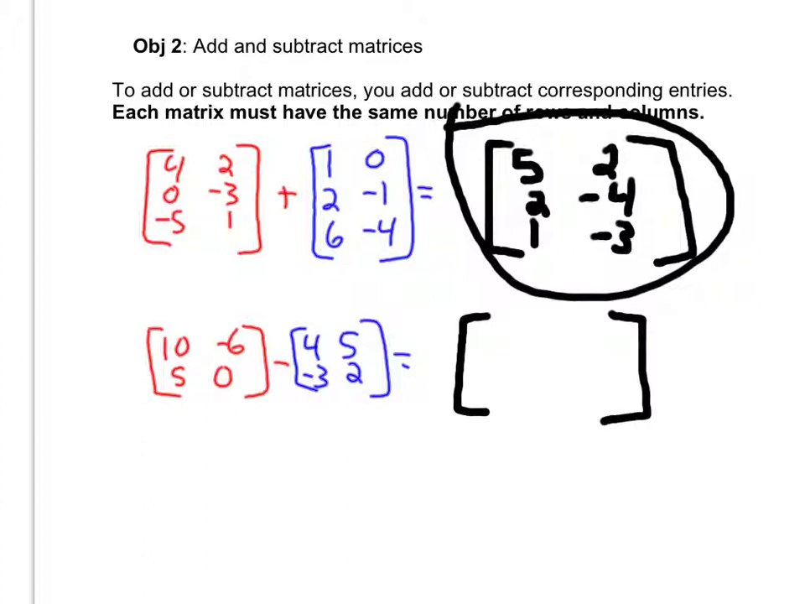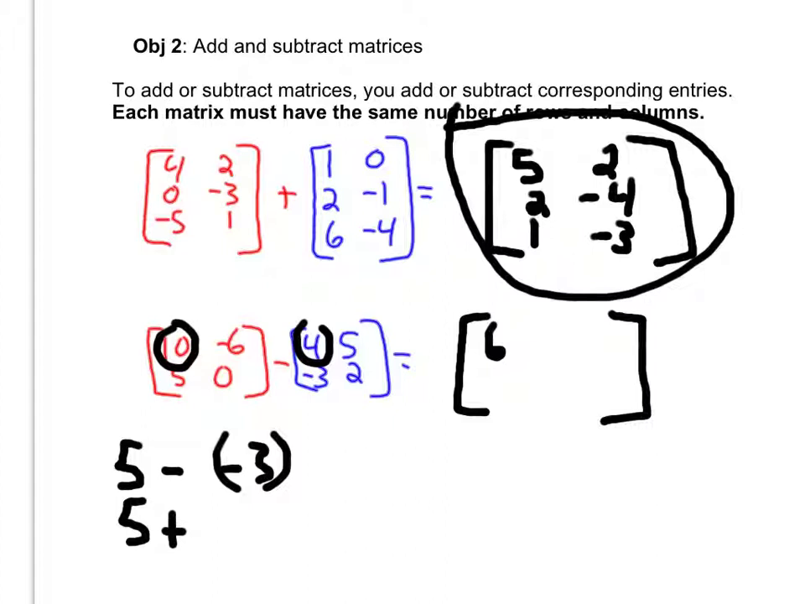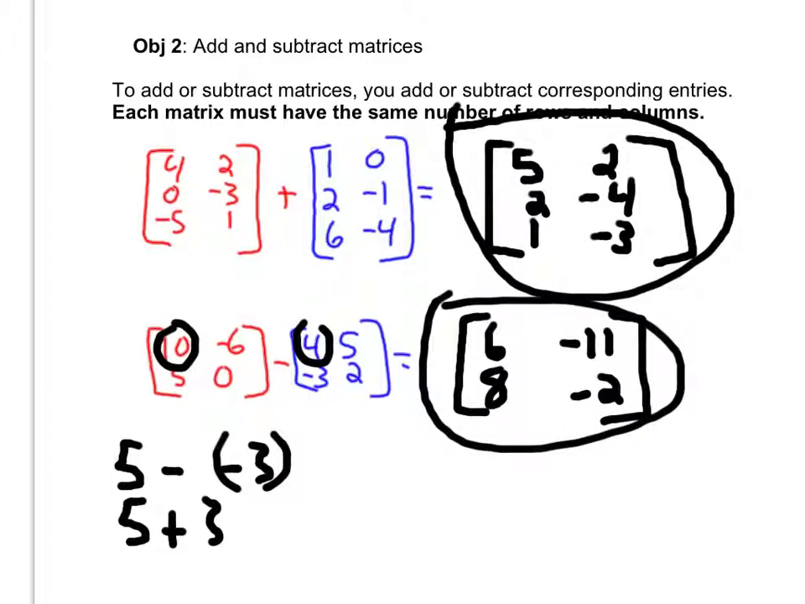Well, I've got to take first 10 minus 4, and that gives me 6. I'm going to go ahead and take 5 minus negative 3. Remember our subtraction rules? If we want to take 5 minus negative 3, we change it to adding. It changes to 5 plus the opposite of negative 3, which is positive 3. So 5 minus negative 3 is 8. I got negative 6 minus 5, that's negative 11. And 0 minus 2 is negative 2. So again, there's my new matrix when I combine the other two.